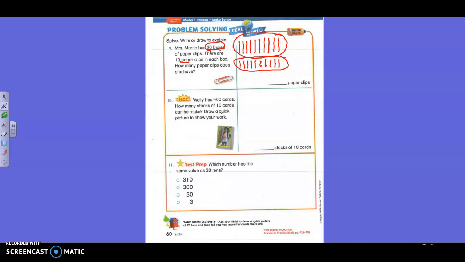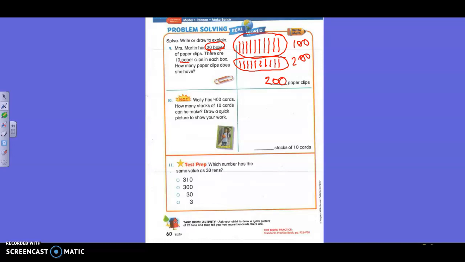Okay. So how many paper clips would that be, boys and girls? 20? She has 20 boxes. But in each box, yeah, this is 100, and then this would be, so how many paper clips does she have? 200 paper clips. She does have a lot of paper clips. Okay. So that's how you do it, boys and girls.